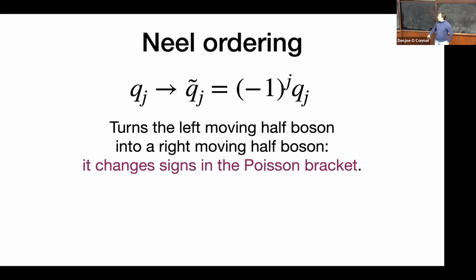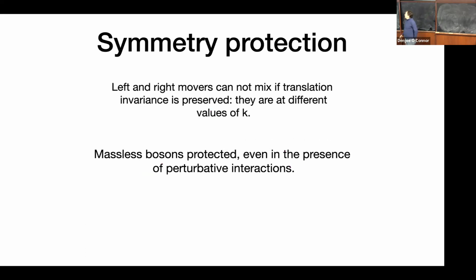So if I change variables to the Néel ordering, where at every step I make a sign change, then I turn the left moving Poisson bracket into a right moving Poisson bracket. It basically just changes what k equal to 0 and k equal to pi correspond to. Basically the symmetry protection is that the left mover and the right mover cannot be put at the same value of k. The chiral bosons are protected even when you add perturbative interactions which preserve translation invariance.